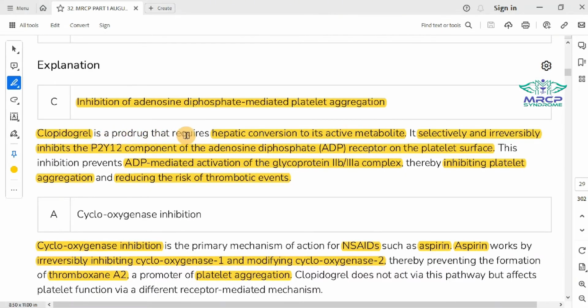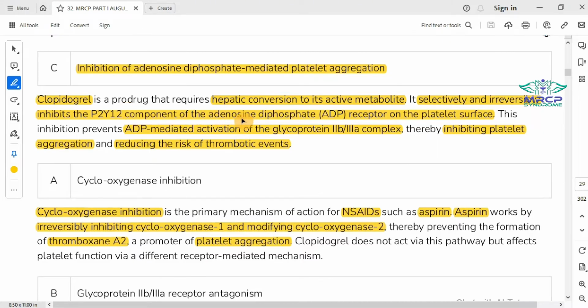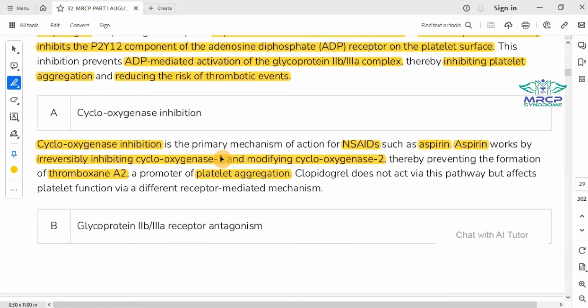Clopidogrel is a prodrug that requires hepatic conversion to its active metabolites. It selectively and irreversibly inhibits the P2Y12 component of the ADP receptor on the platelet surface. This inhibition prevents ADP-mediated activation of the glycoprotein 2B, 3A complex, thereby inhibiting platelet aggregation and reducing the risk of thrombotic events. And COX inhibition are the NSAIDs, especially aspirin.